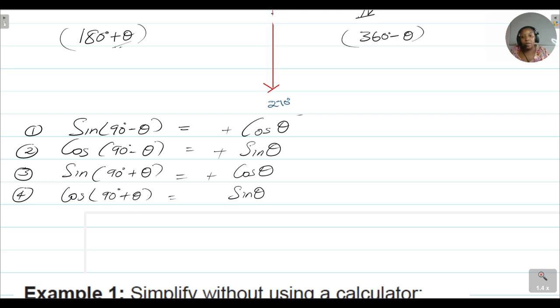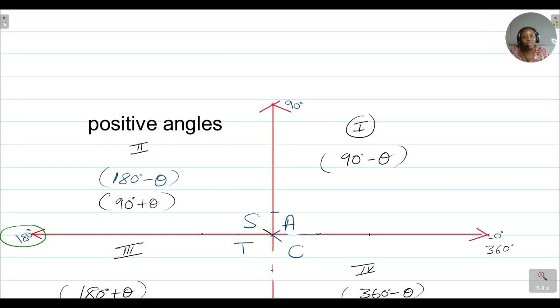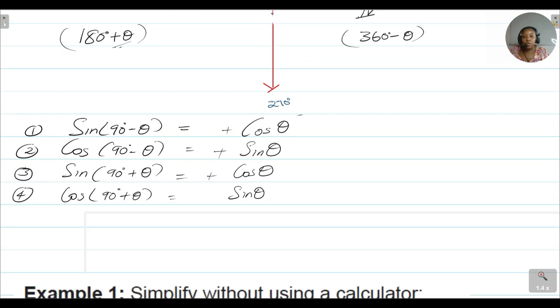Let's look at the last one. We've got cos of 90 plus theta. 90 plus theta is in which quadrant? It's in the second quadrant. And what's happening in the second quadrant? Only the sine is positive. So that means that because I'm given a cos of 90 plus theta, cos is negative there, so it's just going to be negative sine of theta. That's the way we can look at it to help us remember these co-function identities.